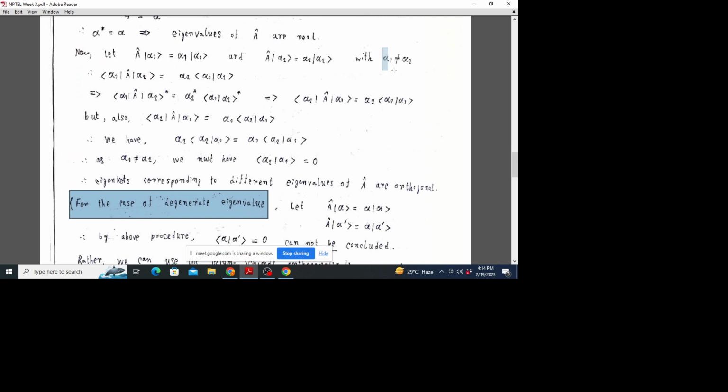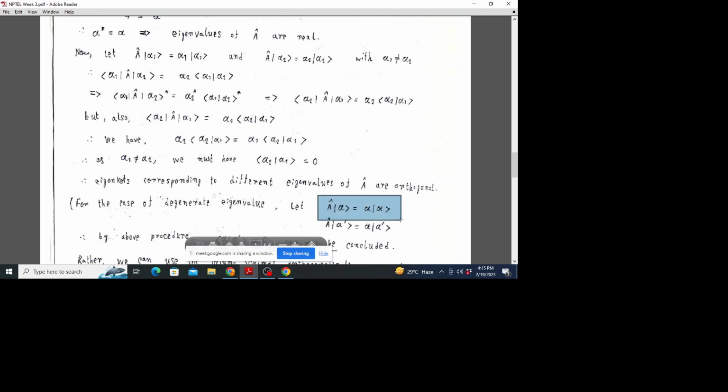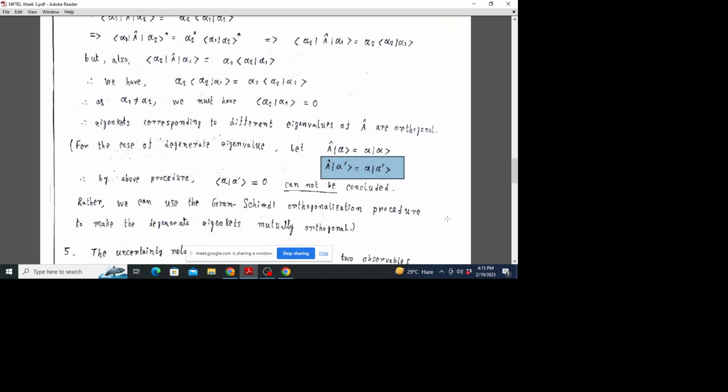Now there is a subtlety for the degenerate sector. For the case of degenerate eigenvalue, in this proof we have taken alpha 1 not equal to alpha 2. But look at this degenerate case. So let state alpha and state alpha dash be degenerate. That means they both correspond to eigenvalue alpha, but the states are different, like they are not connected by a phase multiplication, but they are different.